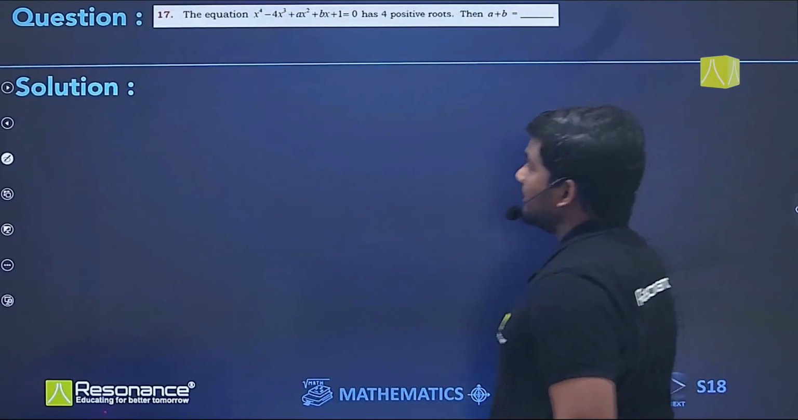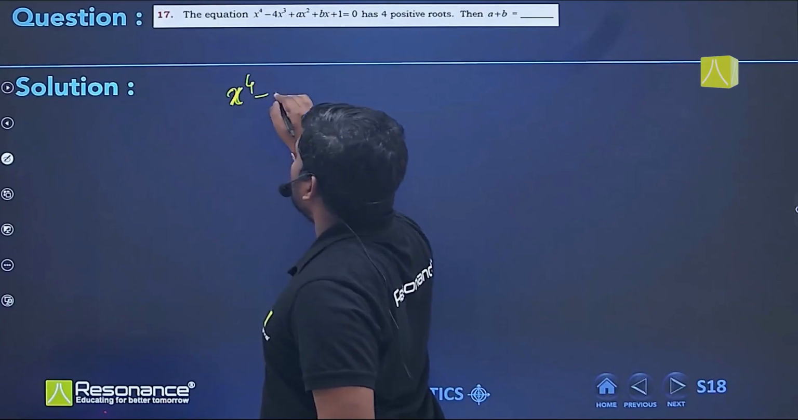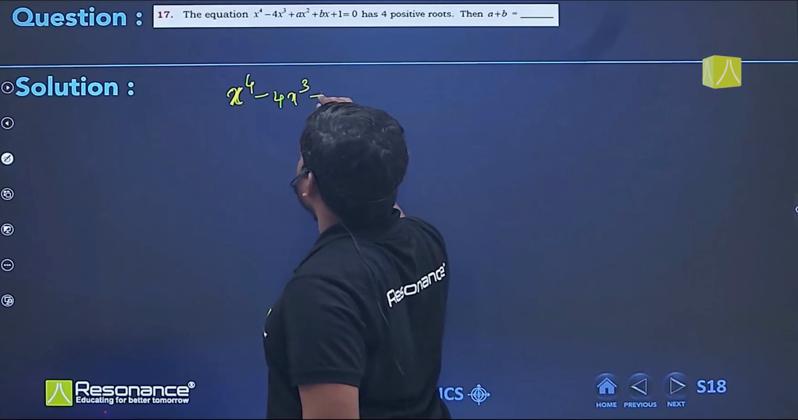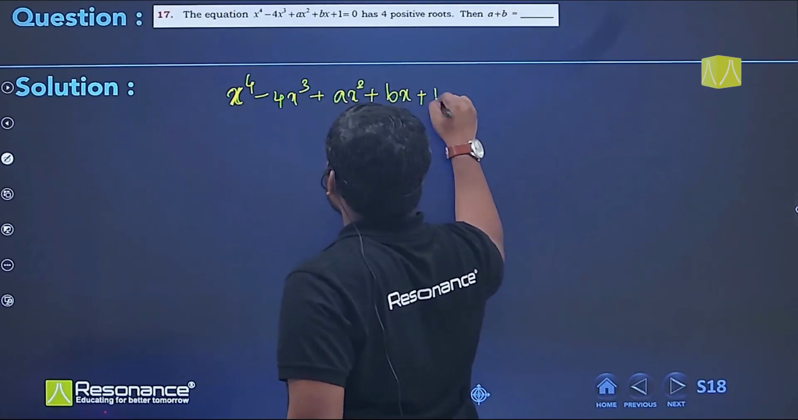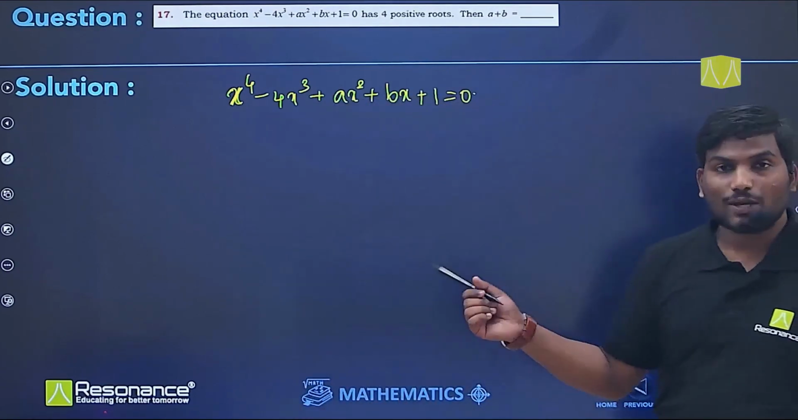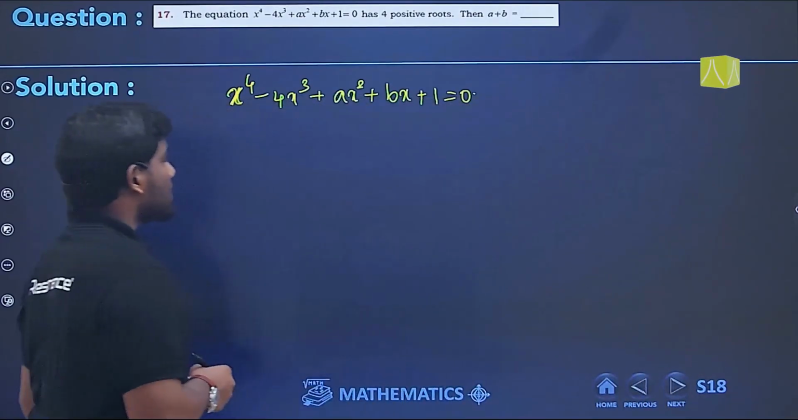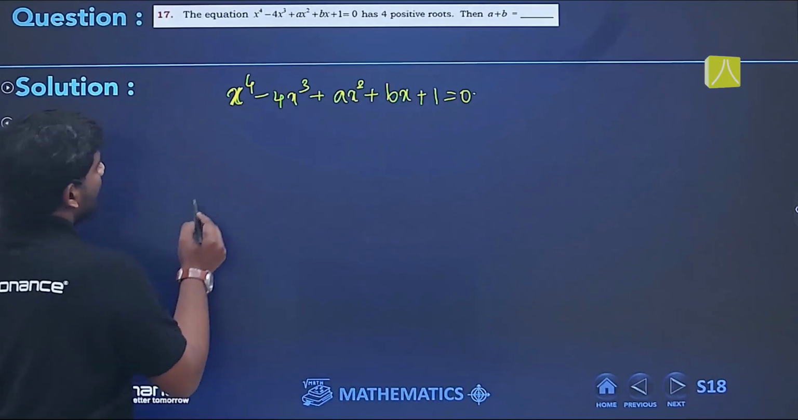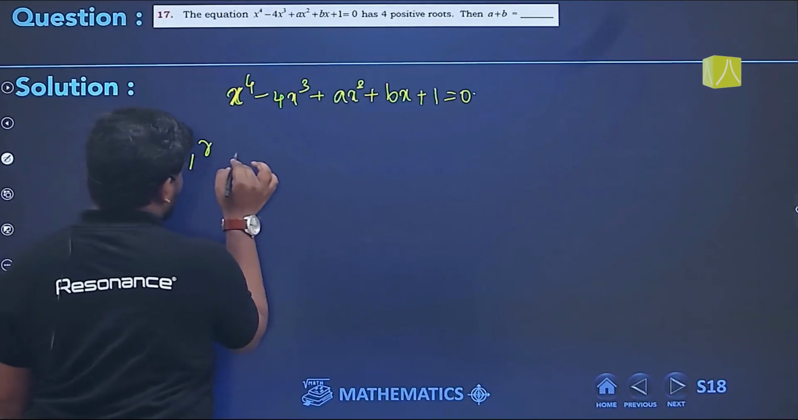Now again, we have an interesting question. x power 4 minus 4x cube plus ax square plus bx plus 1 equal to 0. So the question says this equation has 4 positive roots. Now 4 positive roots signify, let's call the roots p, q, r and s.